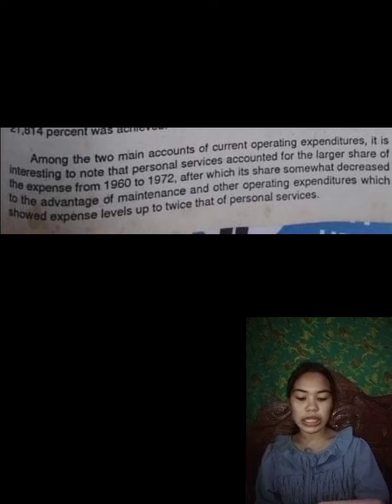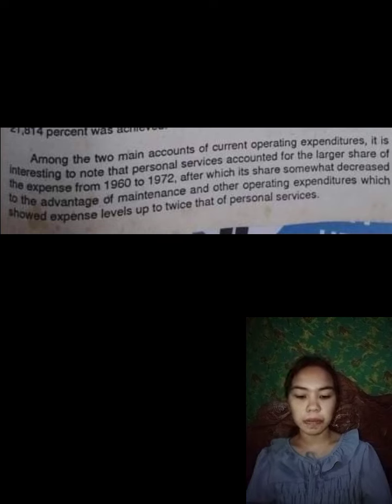Among the two main accounts of current operating expenditures, it is interesting to note that personal services accounted for the larger share of the expense from 1960 to 1972. After which its share somewhat decreased to the advantage of maintenance and other operating expenditures, which showed an expense level up to twice that of personal services.